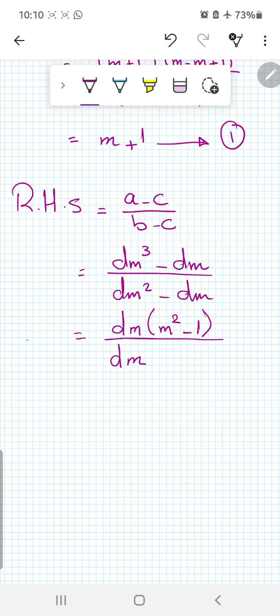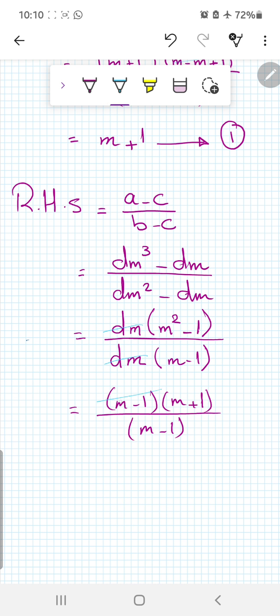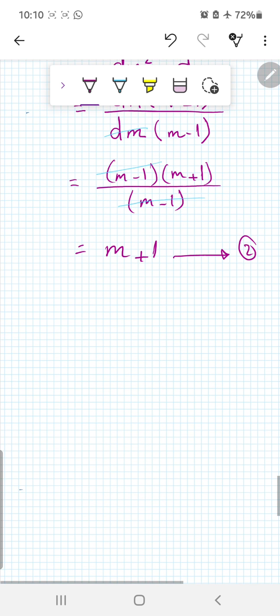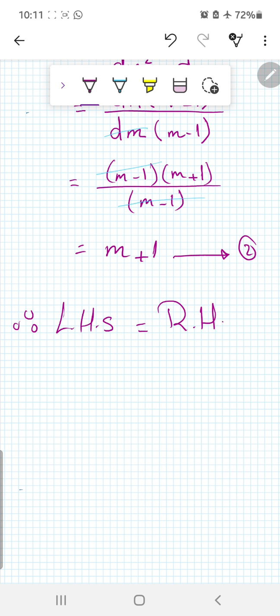the smallest power, which is m. So we have here m minus 1. Okay, cancel dm with dm and also factorize, as we said in the previous example, m power 2 minus 1, open two brackets, m minus 1 and m plus 1. Okay, cancel m minus 1 with m minus 1, so the result will be m plus 1, which is 2. From 1 and 2 we get the left hand side equals the right hand side.